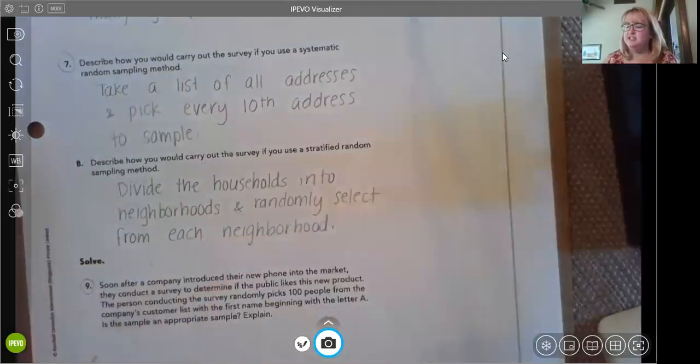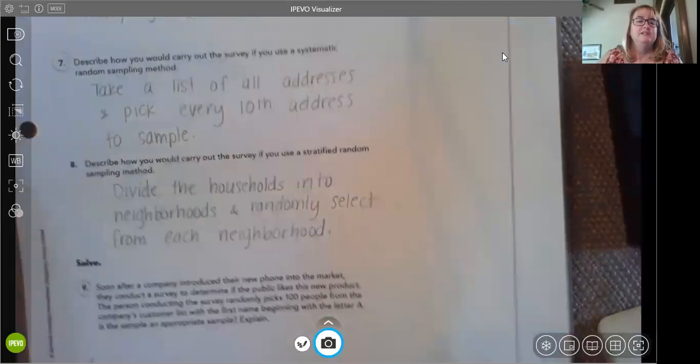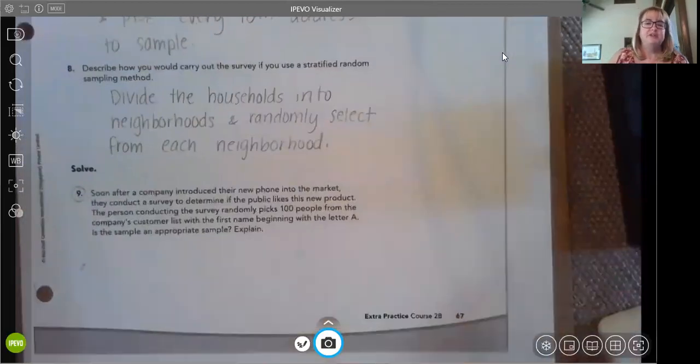Okay, number 9, solve. Soon after a company introduced their new phone into the market, they conduct a survey to determine if the public likes this new product. The person conducting the survey randomly picks 100 people from the company's customer list with the first name beginning with the letter A. Is this sample an appropriate sample? Explain. Okay, let's think about this.